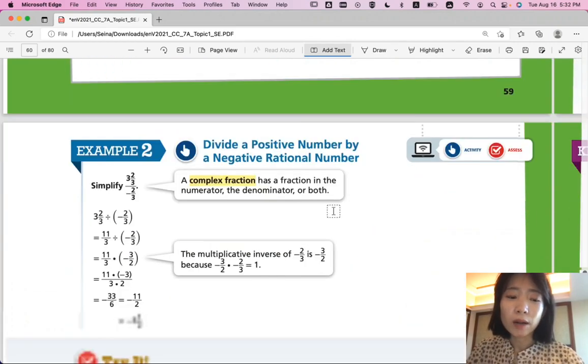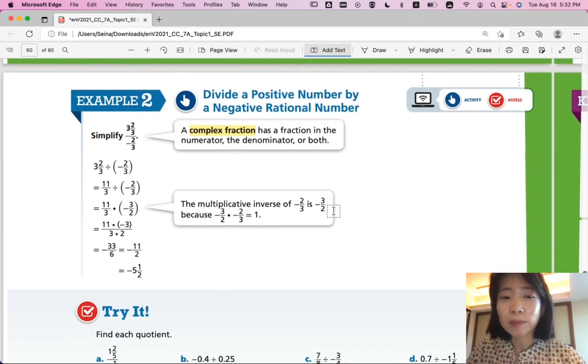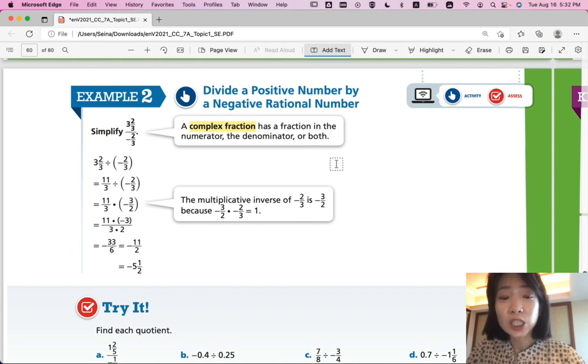Alright, example 2. Divide a positive number by a negative rational number. A complex fraction has a fraction in the numerator and the denominator, or both. So look at this complex fraction. It has a mixed number in the numerator and another fraction in the denominator. It looks very complicated. But knowing that a fraction bar essentially means divide, you can change this into a division equation. 3 and 2 over 3 divided by negative 2 over 3 would be equivalent to this complex fraction.